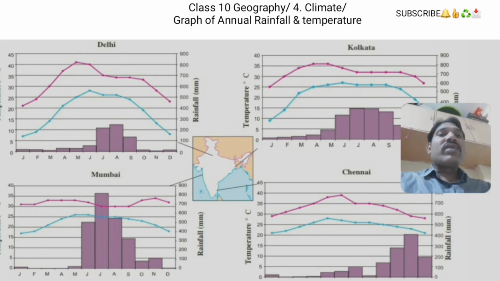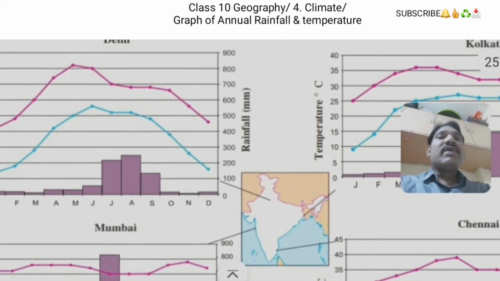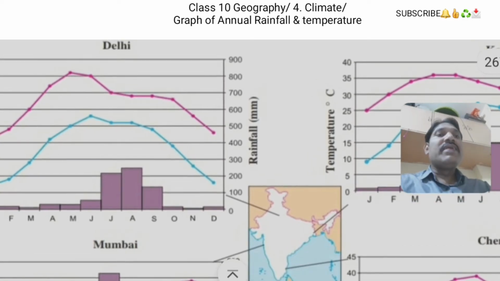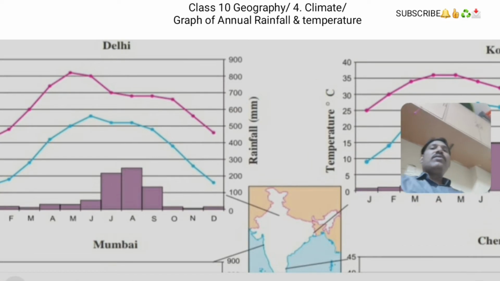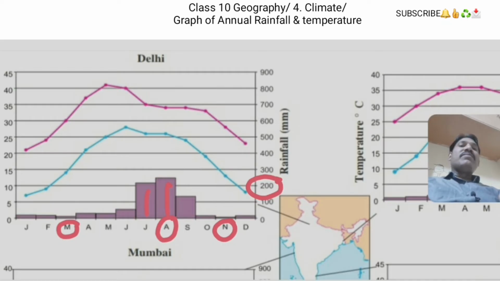So here Delhi, Kolkata, Mumbai and Chennai, these major cities are given. First of all, let's try to understand the temperature and annual rainfall of Delhi. See students, as we know in India, we have rainfall in June, July, August and September. So here the highest rainfall in Delhi is in the month of August, and the lowest rainfall we can see in March, then in November. In Delhi in August, it rains about 200 millimeter. As well as we can see here in January also it rains 200 millimeter we can say.